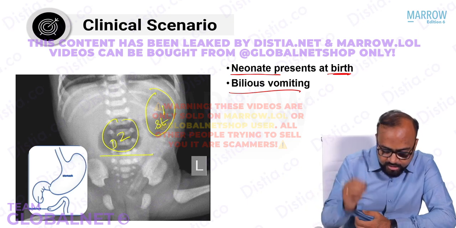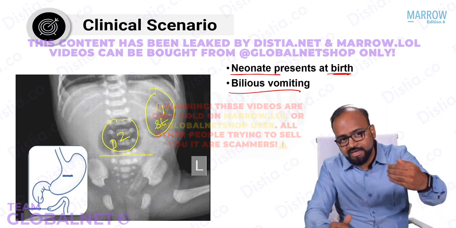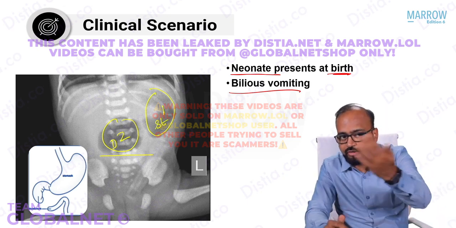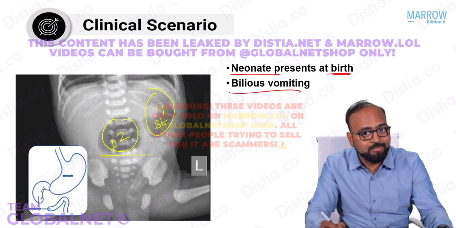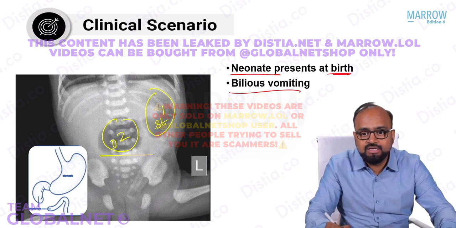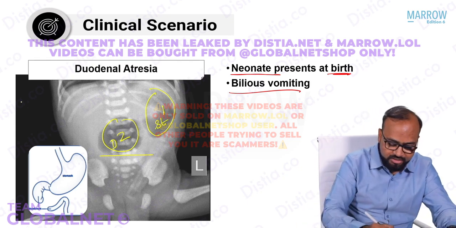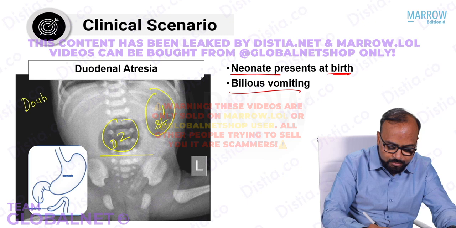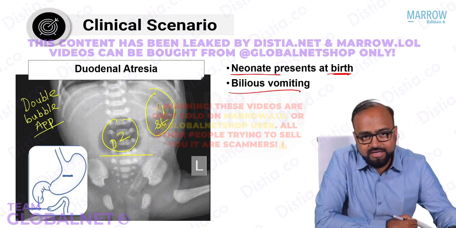And there is an obstruction here in the second part of the duodenum. So everything proximal to it is dilated. Even the bile which is coming into the proximal duodenum is getting vomited out. So therefore the child has bilious vomiting. So this is an atretic segment involving the second portion of the duodenum. So what is this? This is the double bubble sign which is seen in duodenal atresia. So what we are seeing here on this image is nothing but the double bubble appearance which is seen in duodenal atresia.